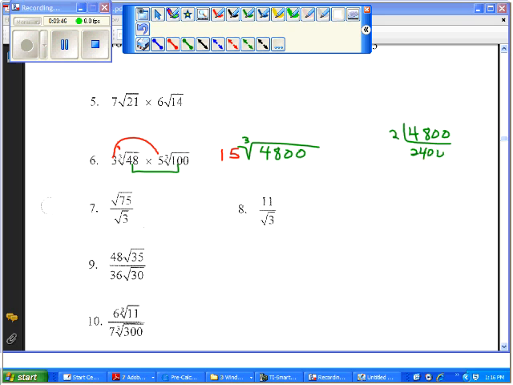And so we're going to do the prime factorization method of simplification. So we divide by 2, we get 2400. Divided by 2 is 1,200. Divided by 2 is 600. Divided by 2 is 300. Divided by 2 is 150. Divided by 2 is 75. Divided by 3 is 25. Divided by 5 is 5. And I'll let you catch up. So we're doing the prime factorization method of simplifying the radical. Okay?